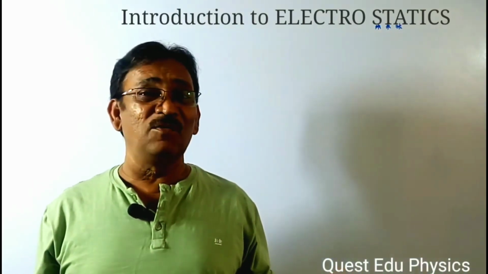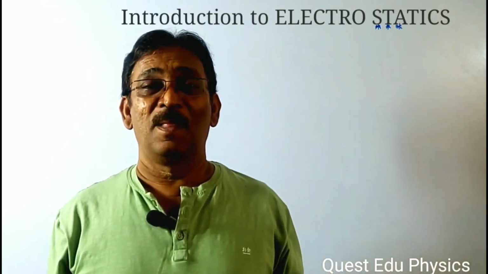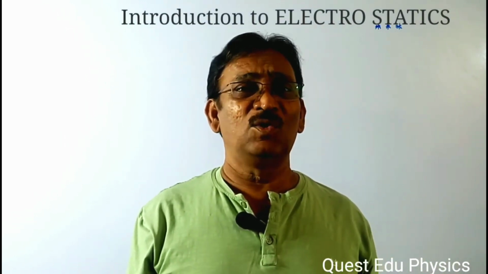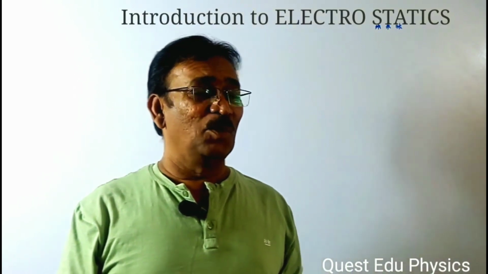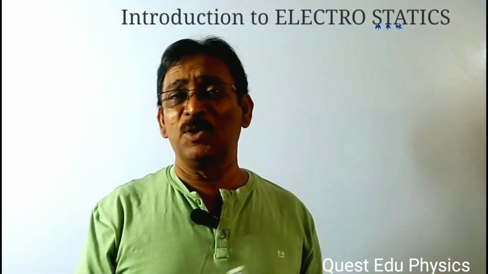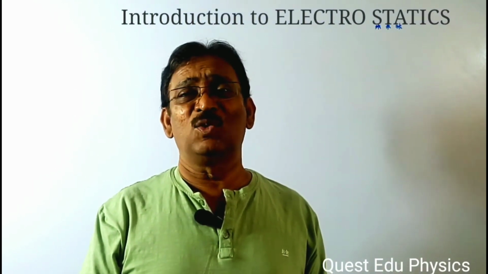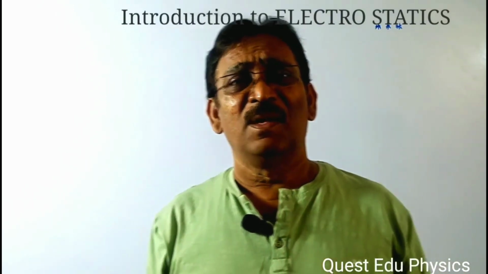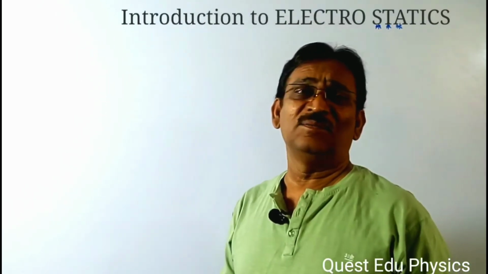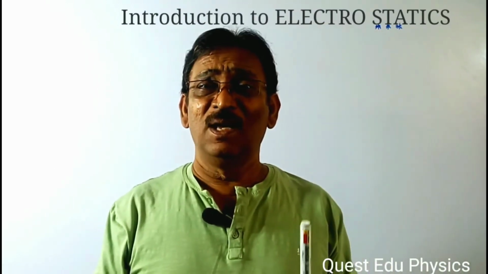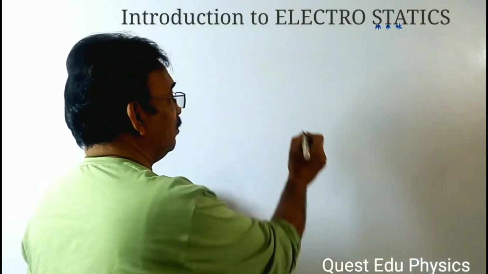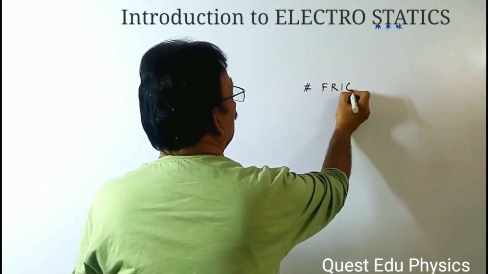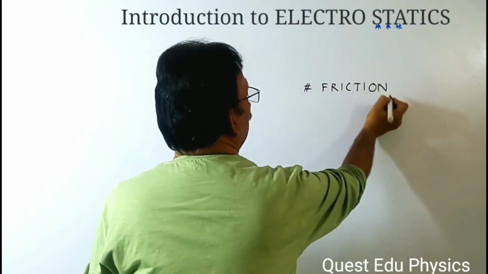Already told you, charges reside over the surfaces. Charges reside in bodies, okay, students. Then we have to know how the charges are produced first. The simple answer is, charges can be produced in different ways. One such method is due to friction. Charges can be produced due to friction.